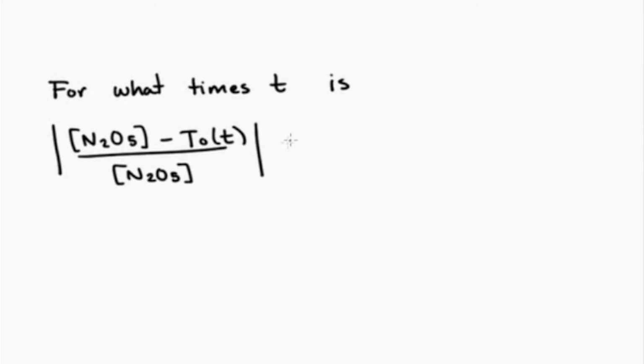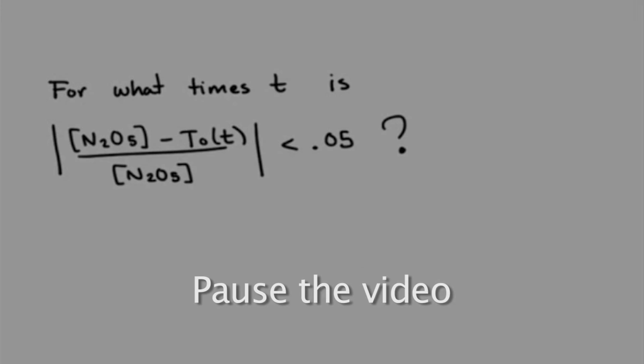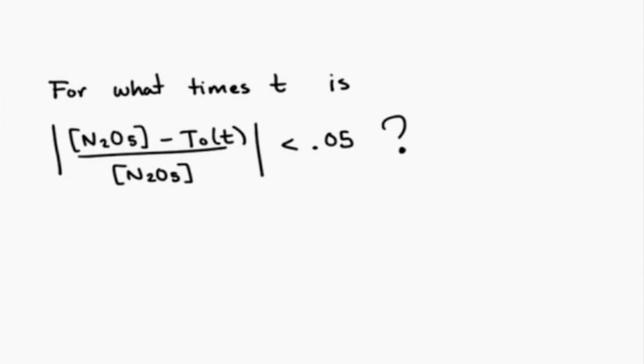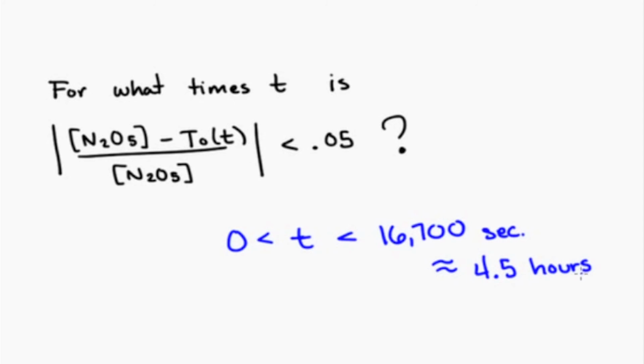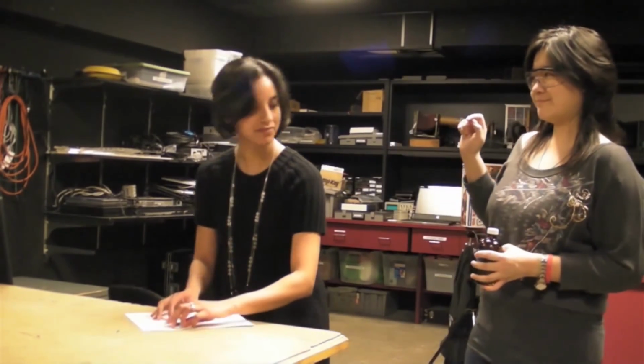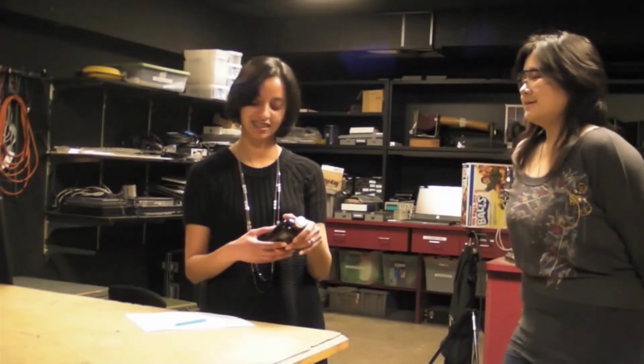But now you begin to wonder, for what times is the linear approximation at t equals 0 within the 5% error of the exact solution? Because we are only interested in positive time values, you should have found that the approximation is acceptable for positive times t less than 16,700 seconds, which is about 4.5 hours. Now that you've carefully examined this problem using linear approximation, it's probably time to tell your graduate student advisor that you need to order a new batch of 0.01 molar N2O5.